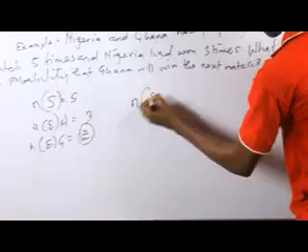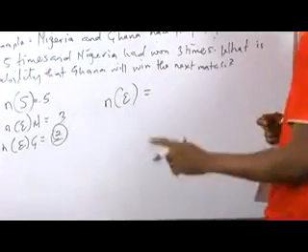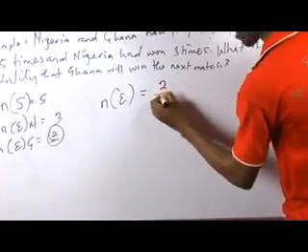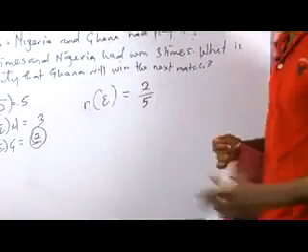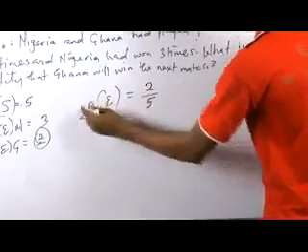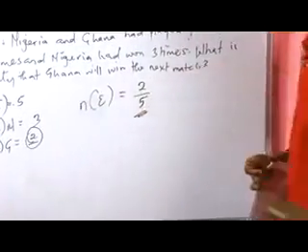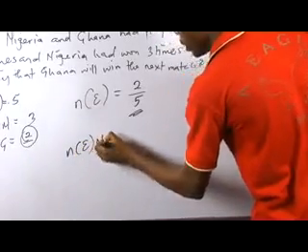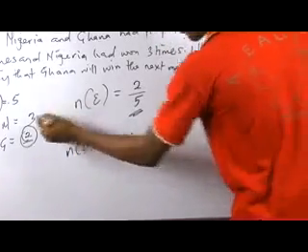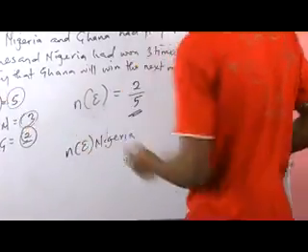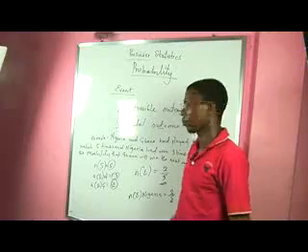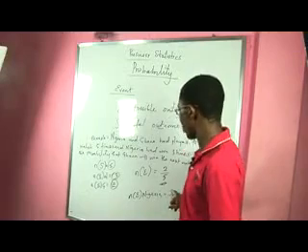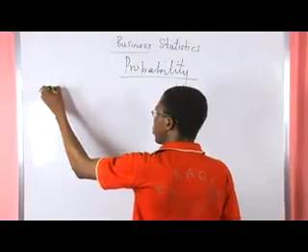So the probability of the event occurring, which is the event of winning, is 2 out of 5. So the probability for Ghana to win is 2 out of 5. Now, the probability for Nigeria to win is 3 out of 5. That is Nigeria winning. The probability of Nigeria winning is 3 out of 5.